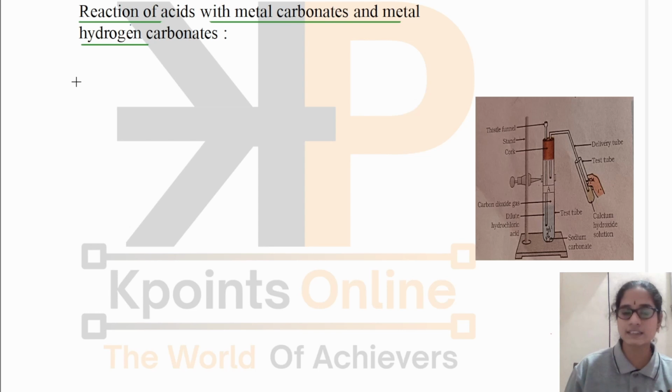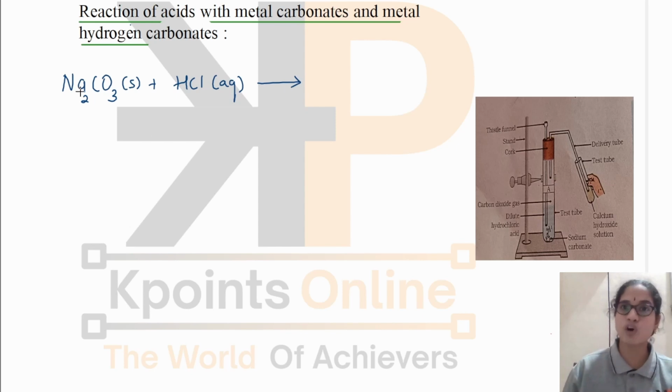Let us take the example of sodium carbonate, which is given in your NCERT text also. This is a metal carbonate, and it reacts with the acid HCl, hydrochloric acid. It forms salt, carbon dioxide and water. From sodium and chloride ions there is a formation of salt, and also there is a formation of carbon dioxide and water. This is the reaction that takes place when a metal carbonate reacts with an acid.